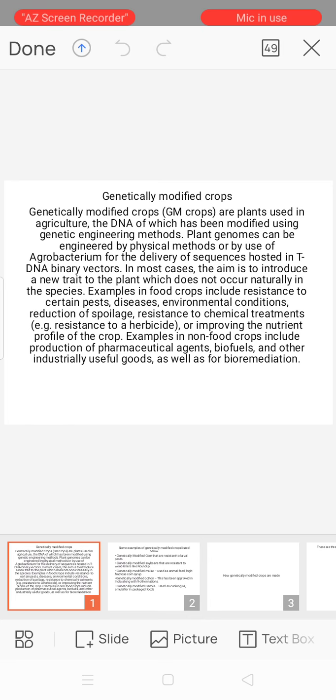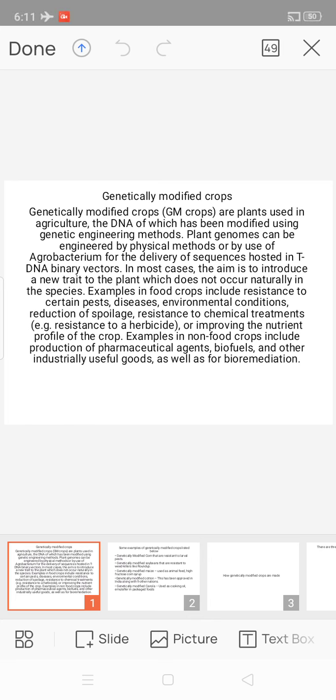Plant genomes can be engineered by physical methods or by use of agrobacterium for the delivery of sequences hosted in T-DNA binary vectors. In most cases, the aim is to introduce a new trait to the plant that does not occur naturally in the species.